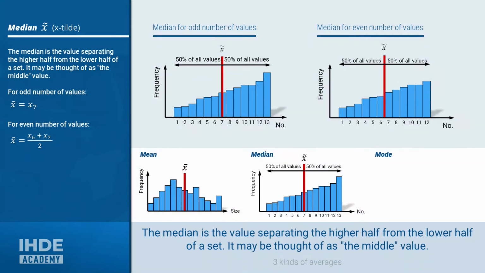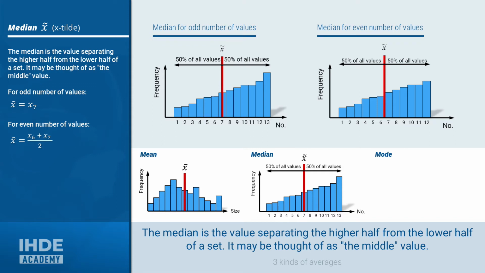In order to be able to determine the median, the values must first be lined up according to their size. The median then separates the values ranked by size in half. It separates the higher half and the lower half of a set of values. The median can be thought of as the middle value.